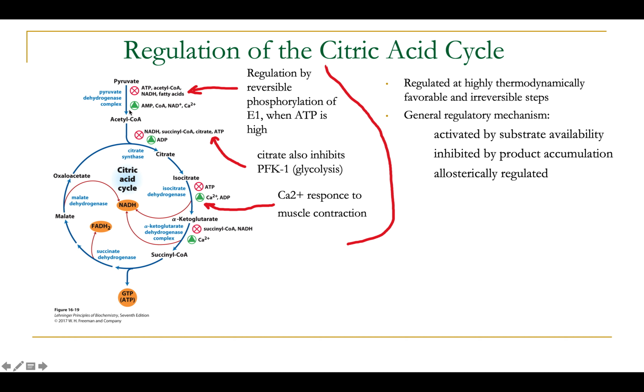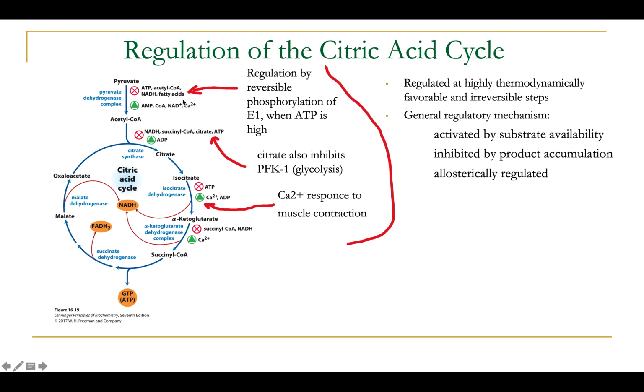Not surprisingly, several out of these steps are regulated positively by AMP or ADP, the products of ATP hydrolysis. Likewise, the metabolic flux has to be inhibited if there is a lot of ATP in the system. And unsurprisingly, the ATP is an allosteric inhibitor for several of these enzymes.